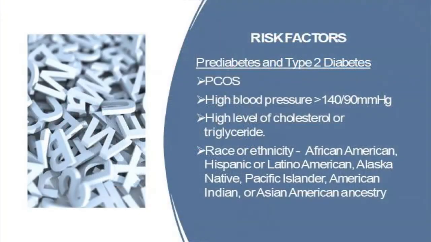Now, PCOS, some of the women are familiar with this term. It's polycystic ovarian syndrome, and it means when a woman's ovary produces abnormally high amounts of the male sexual hormone, which is called the androgen. This increases the resistance of the body cells to the action of insulin, so that individual might later come down with type 2 diabetes. Now, high blood pressure, greater than 140/90, also poses a risk of developing type 2 diabetes.